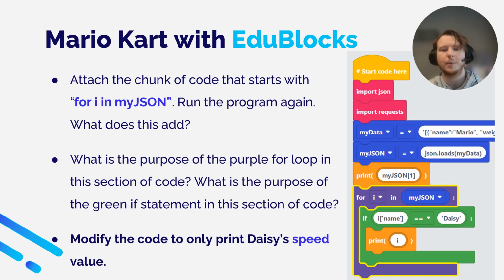We want students to think about what's going on with the purple for loop and what's going on with the green if statement, and then modify this code to only print out Daisy's speed value instead of her entire observation as it's doing right now.